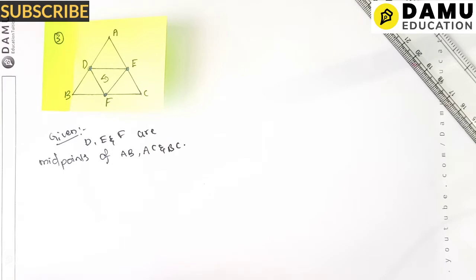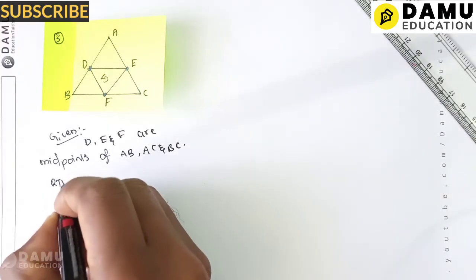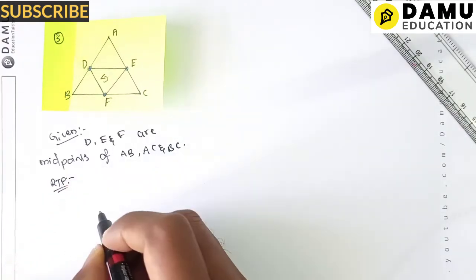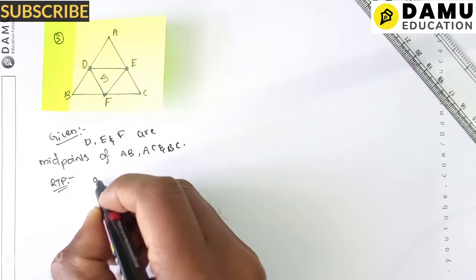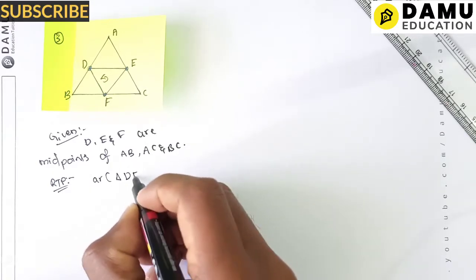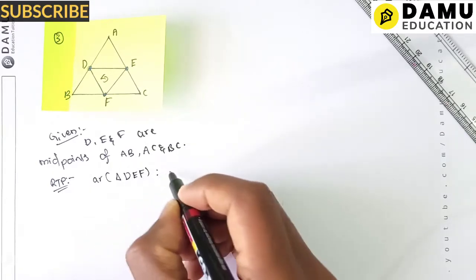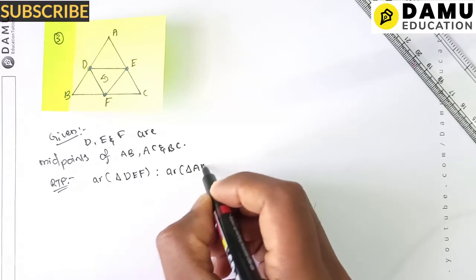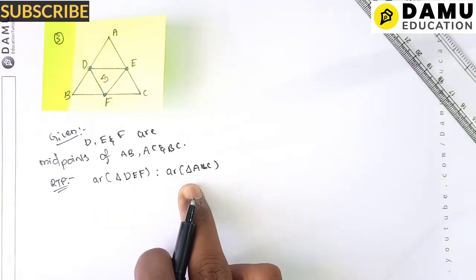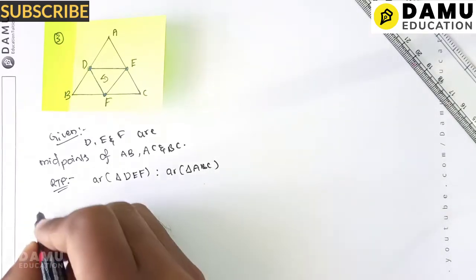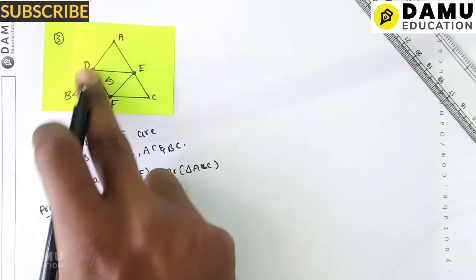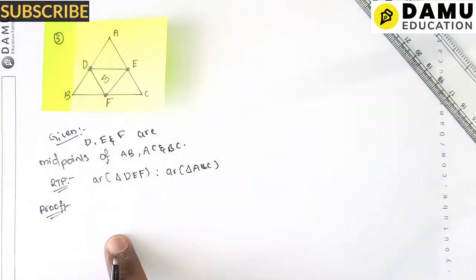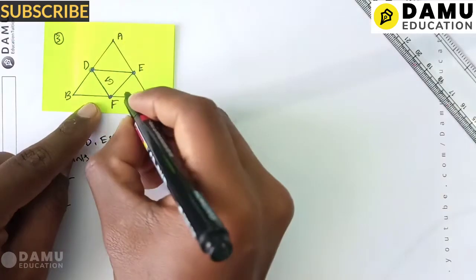Now, what is required to prove here is the ratio of areas: area of triangle DEF to area of triangle ABC. So this one we have to find. Then what is the proof here? Let's take these two triangles, which should be similar to each other.